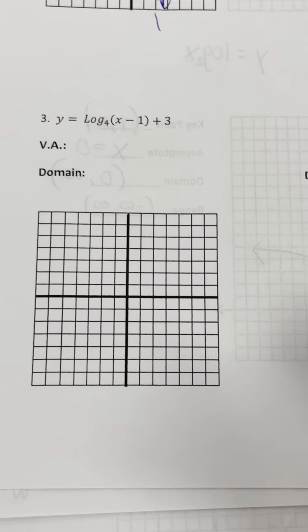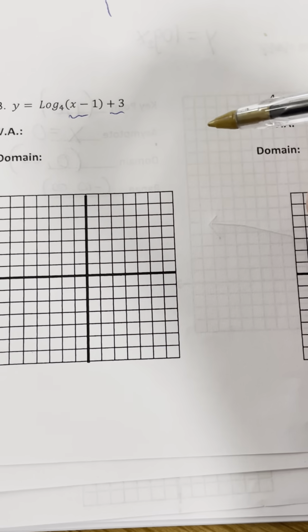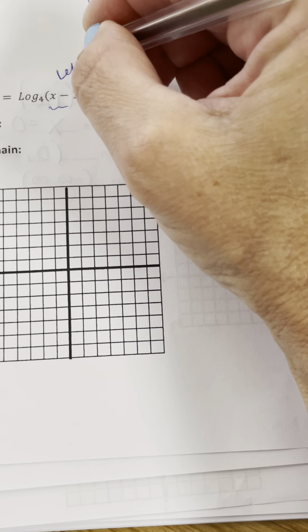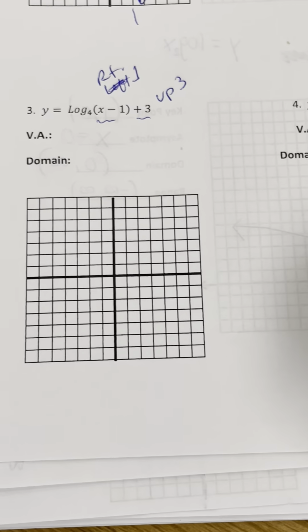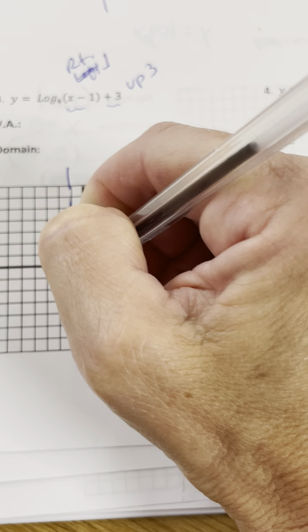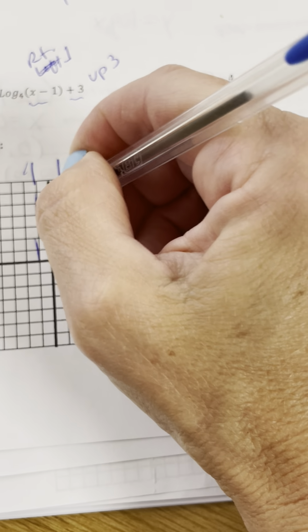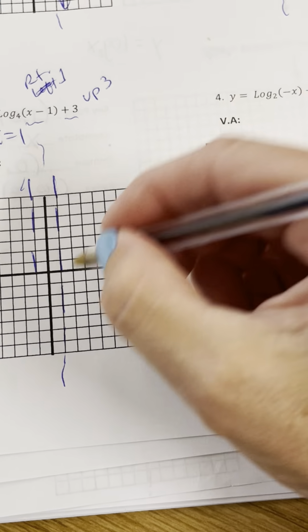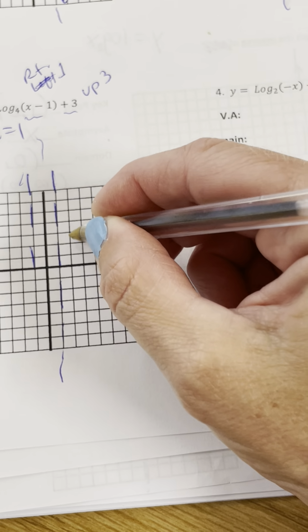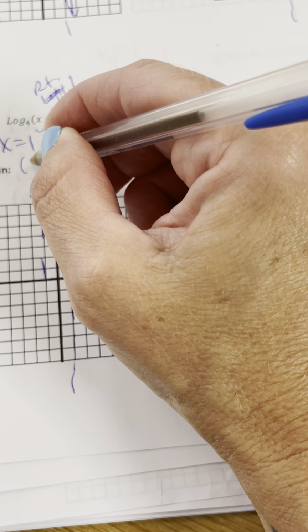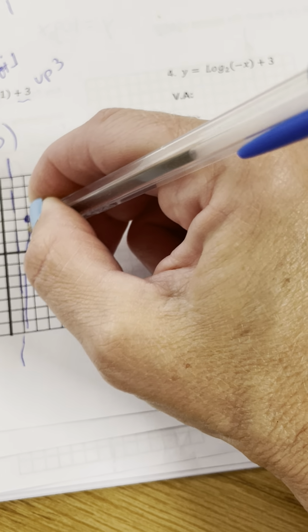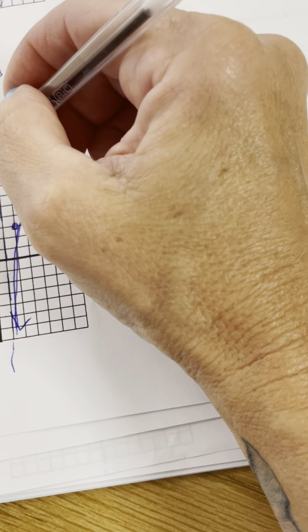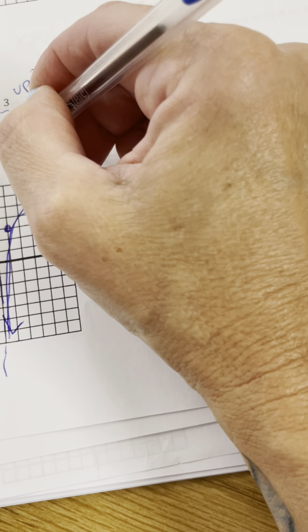Number 3, I have 2 moves happening, a -1 and a +3. Okay, so that means I'm gonna move left 1, right 1, because the opposite way, and up 3. So that means my vertical asymptote is moved, keep moving the wrong way, to the right 1. Okay, here's my vertical asymptote at x equals 1. And my starting point is usually 1 over from that, but now it's up 3. So my starting point is going to be at 2, 3. And I still have that same shape, going like this. And the domain is 1 to infinity.